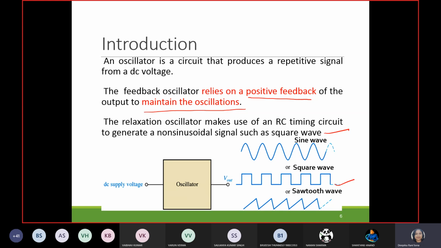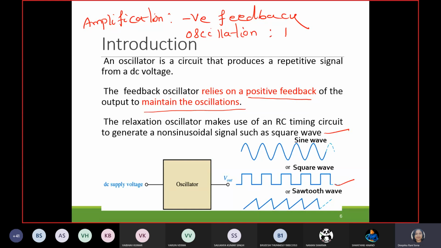So when we are going to amplify a signal, we are using negative feedback. Remember this thing, guys. But when we are going to oscillate a signal, or in the case of oscillation, we are using positive feedback. At that time we are using positive feedback.